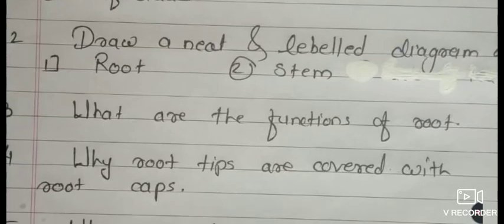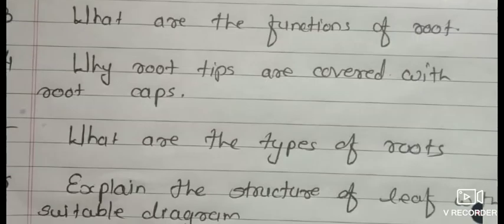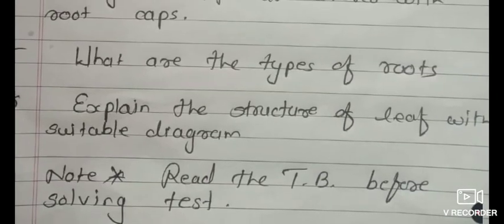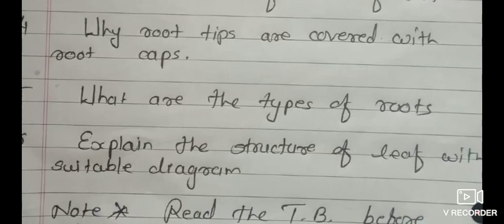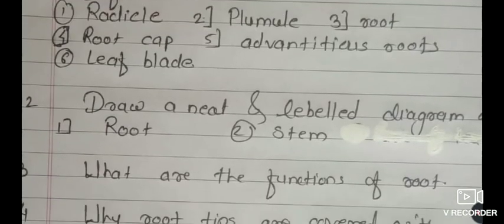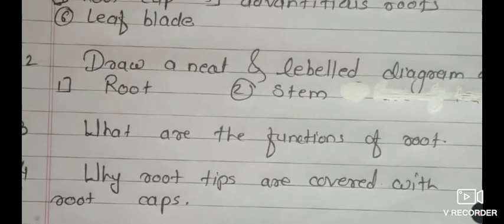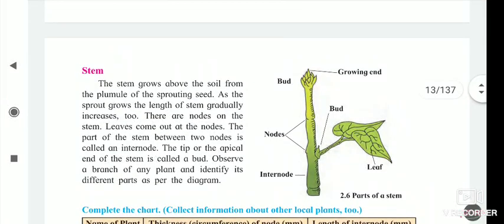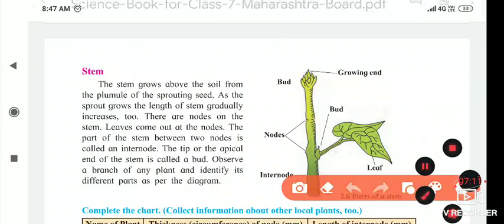So here it is the root and stem diagram I asked you, and with this, in the question: explain the structure of leaf with a suitable diagram. So here three diagrams are there that we will see. The diagrams are given in the textbook only. Whenever you are drawing the diagram, here it is the diagram of stem.